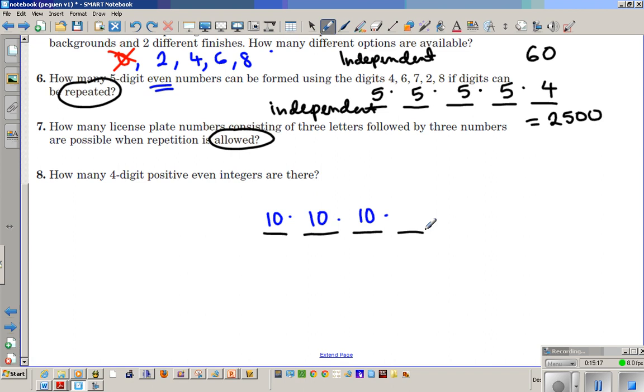Now, it is the last number that determines if it's even or odd. So this last number must be 0, 2, 4, 6, or 8. So 1, 2, 3, 4, 5. You'll have only 5 choices here. So you multiply everything, and there are going to be 5,000 even 4-digit positive integers. Okay? So there you go.